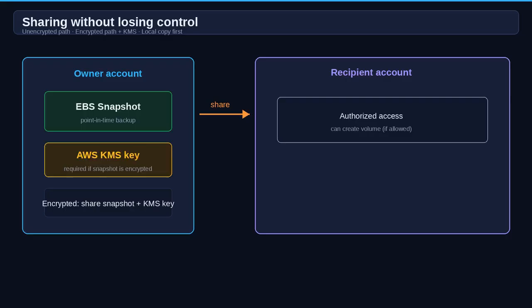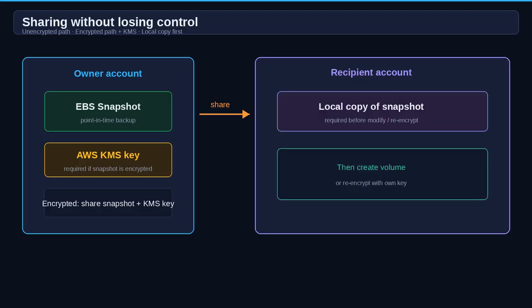If the snapshot is encrypted, sharing the snapshot alone is not enough. The owner must also share the custom AWS KMS key that encrypted it. Without the key, the recipient cannot use the data. And before the recipient modifies the snapshot or re-encrypts it, they must first copy it into their own account. A shared reference is not a local object they fully control. Two permissions travel together for encrypted data: permission on the snapshot and permission on the key. You should now be able to see that sharing the snapshot and sharing the key are separate decisions.